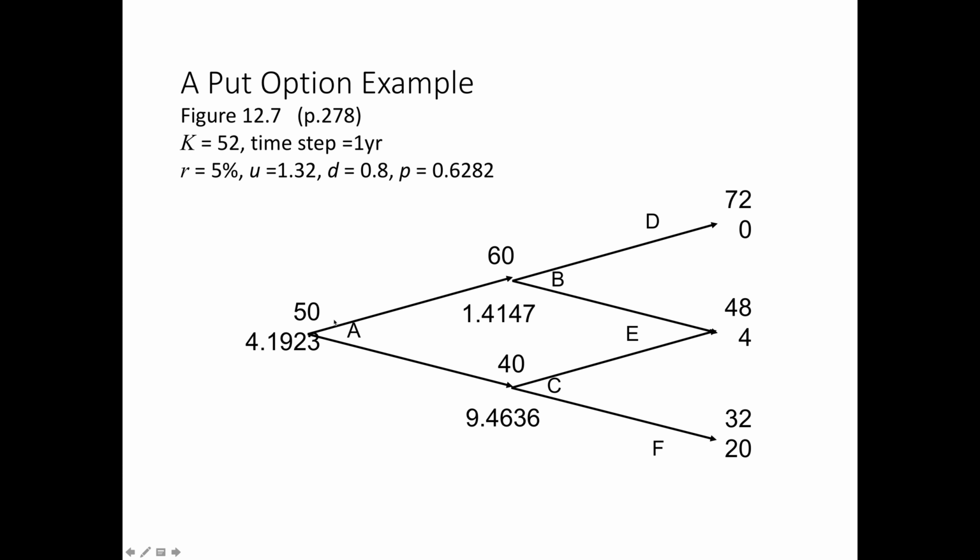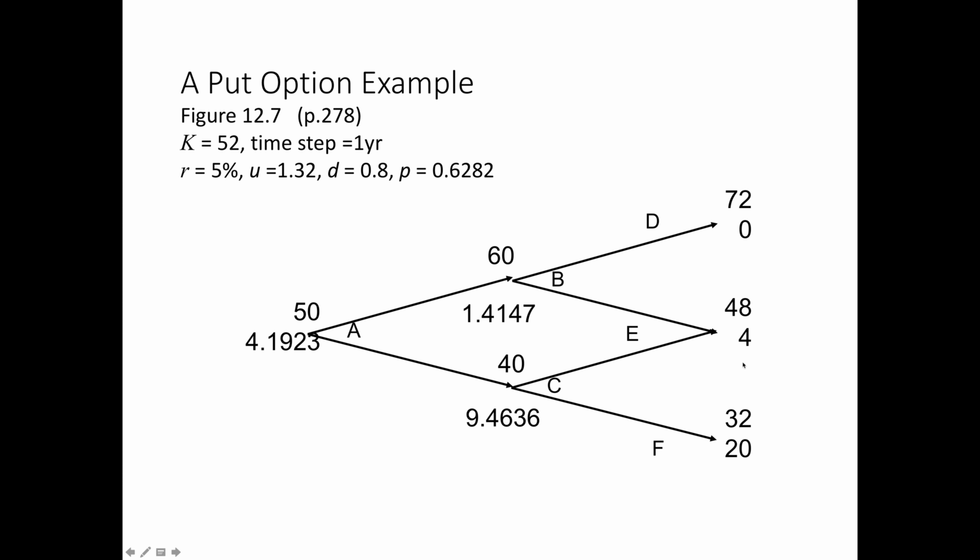So first you're mapping out the 2-year stock price. Then we calculate backwards. From 2 years from now, exercise at 52 for a put option. The put payoff is K, 52, minus ST. Here 72 gives a negative, so it's 0, out of the money. 52 minus 48, in the money, $4. 52 minus 32, $20 in the money.